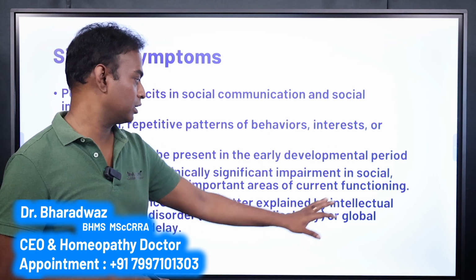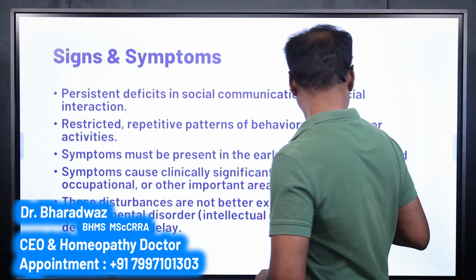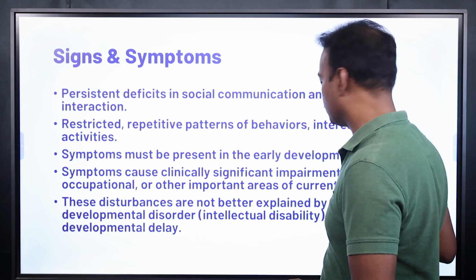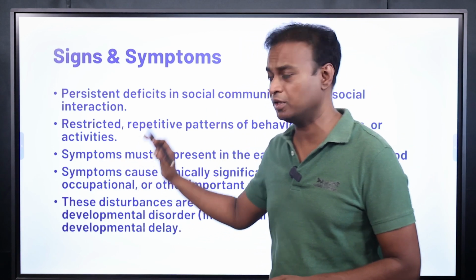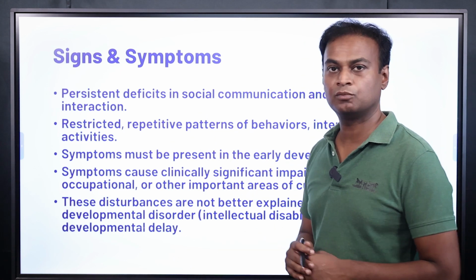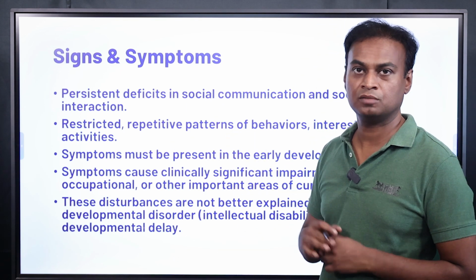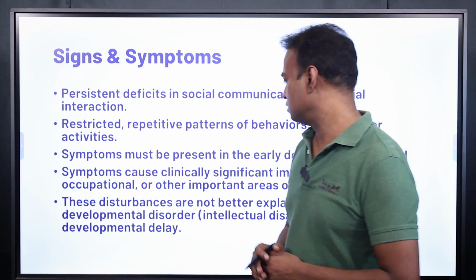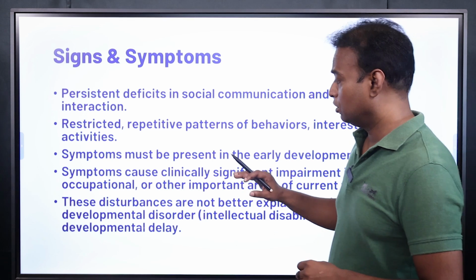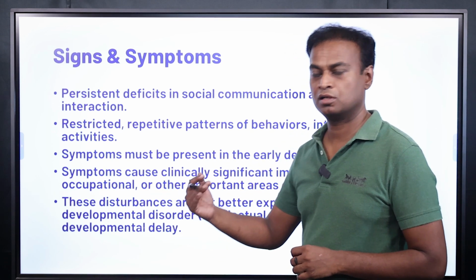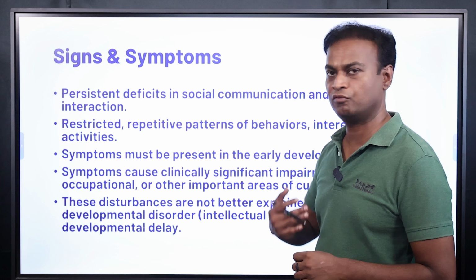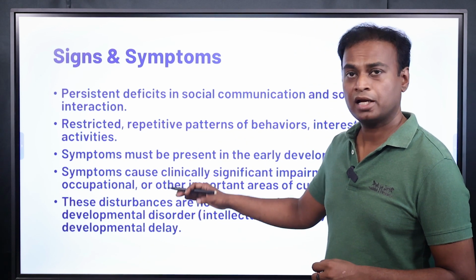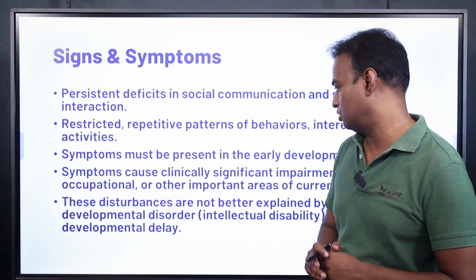So here are three very important things: significant social impairment, occupational impairment, and impairment in current functioning areas. You have significant impairment in these areas, then only it amounts to the diagnosis of autism. Otherwise it is just autistic symptoms, everyone will have it. Next, this is an important thing: there are two other disorders in psychiatry which are very close to autism. Autism can occur along with these, or it can be independent of these two disorders.